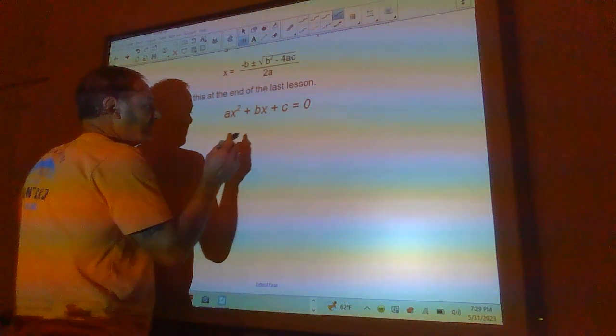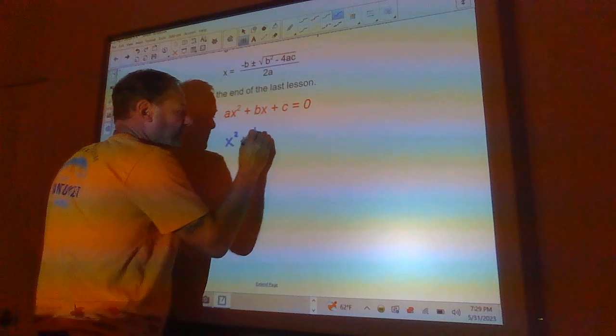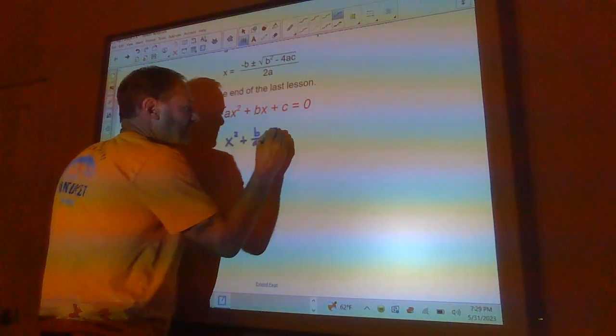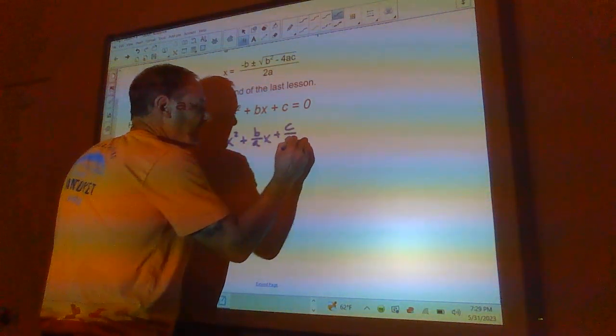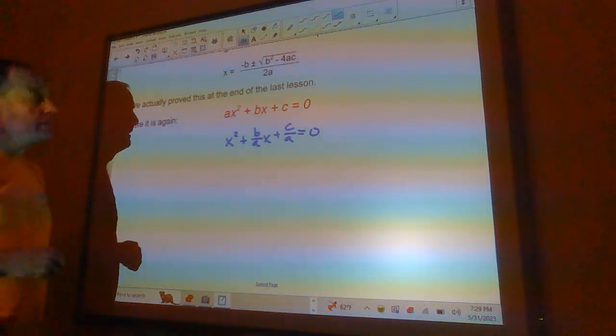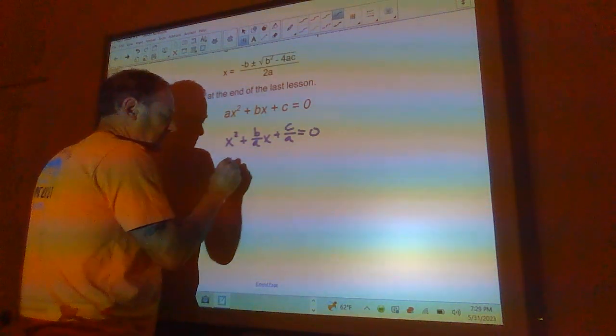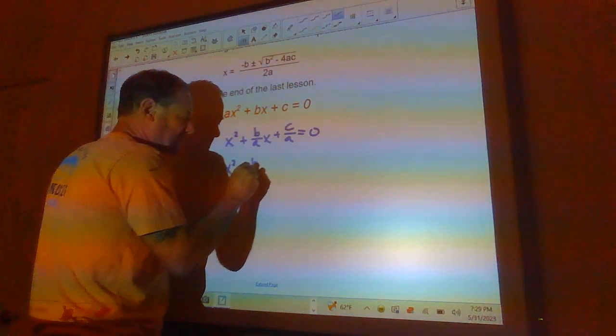So the first thing I'm going to do is divide everything by a. So I get x squared plus b over a x plus c over a equals 0. Okay. And now I want to get rid of this because I want to make sure this is a perfect square. So I subtract it to the other side.